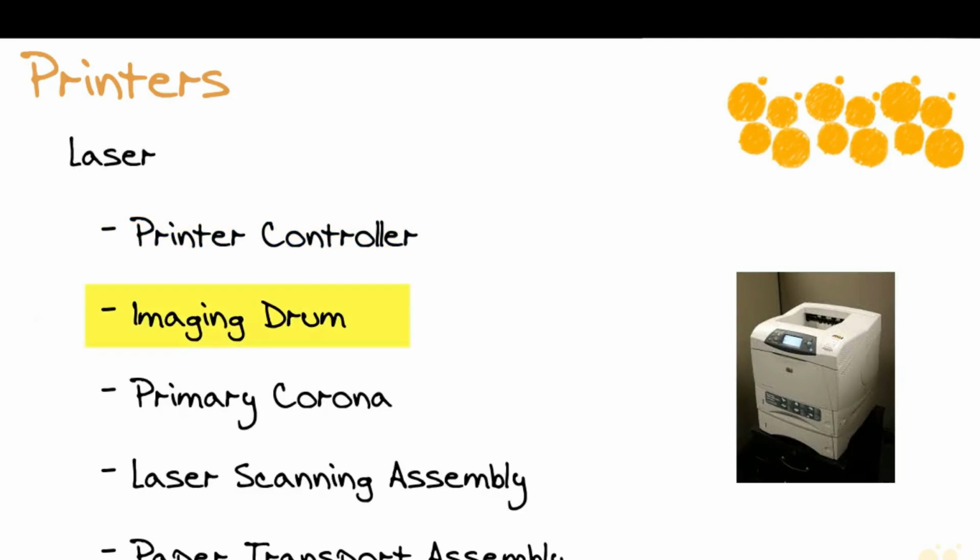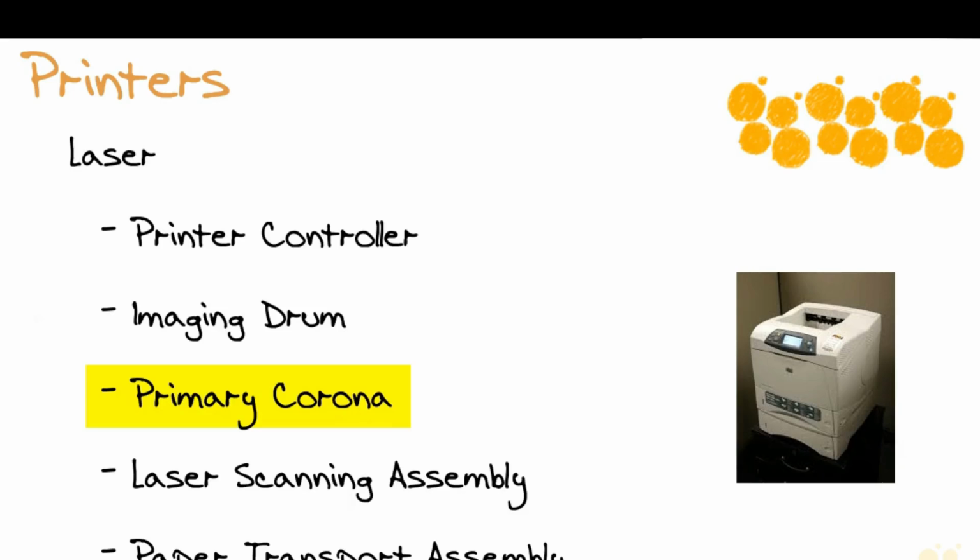The imaging drum is typically going to be packaged with the toner, and the toner is going to be a powdery mixture of a plastic resin and iron oxide. This is going to allow it to be melted and fused to the paper. The imaging drum that you have is light sensitive, so it can be written to with the laser scanning assembly that we'll discuss in a moment. There's the primary corona. In some environments, this is called the charge corona, and this is going to apply a uniform negative charge to the drum at the beginning of the print cycle.